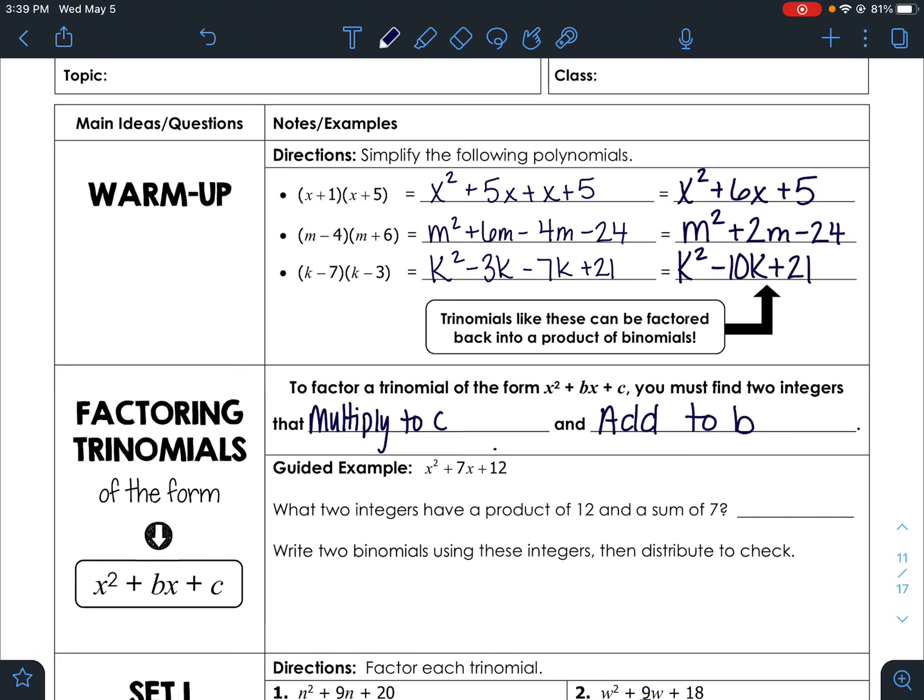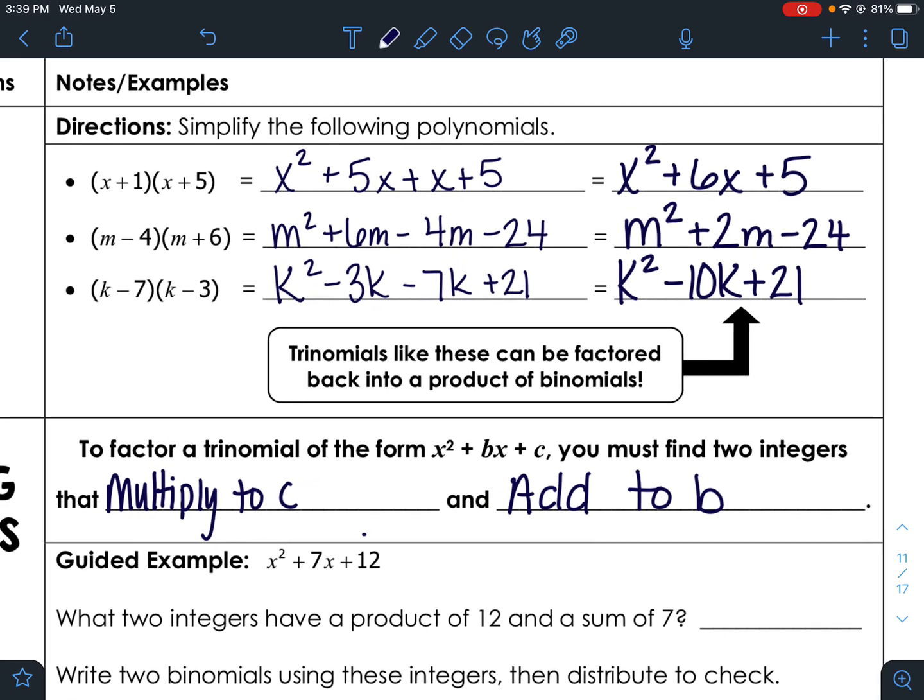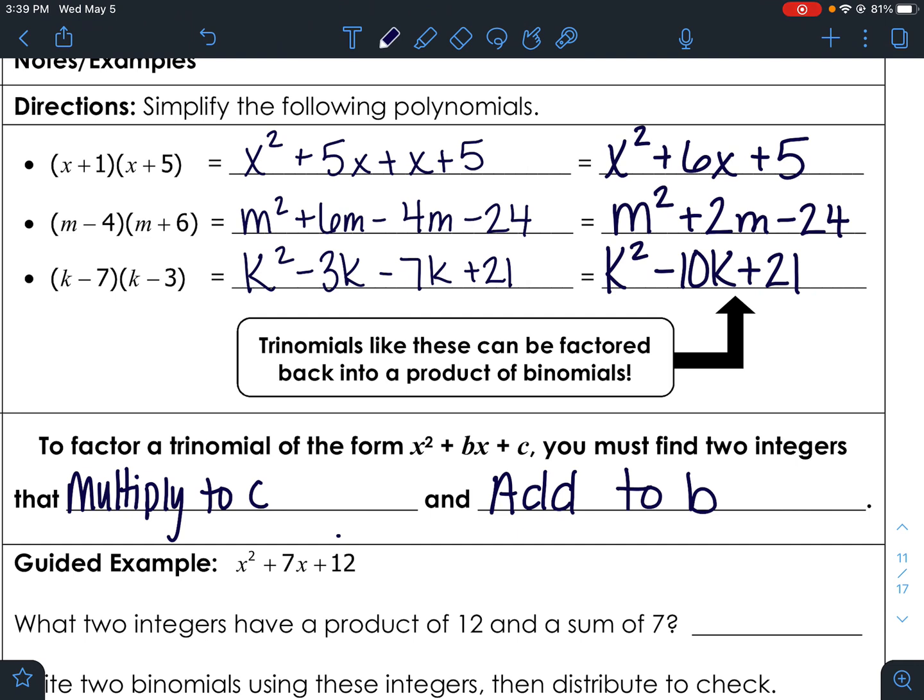Hello everybody. We're now going to work on the page that says factoring trinomials. Alright, let's get started. We're starting off with this warm-up, which is again just multiplying two binomials. So you'll see in this middle column I've worked through them the long way, and then I've added those middle terms to finish them.